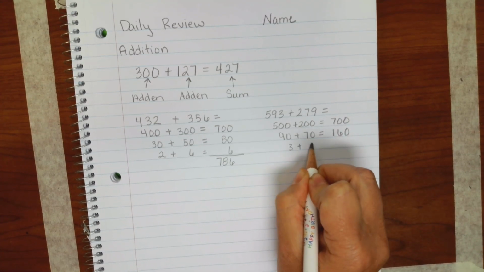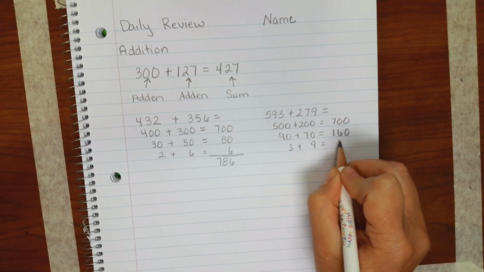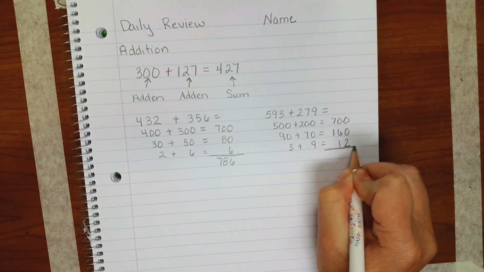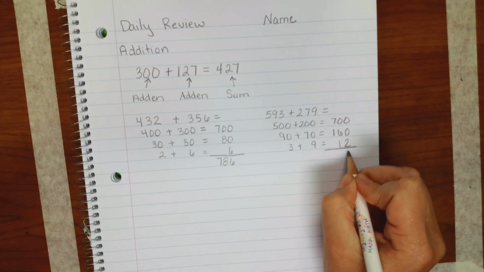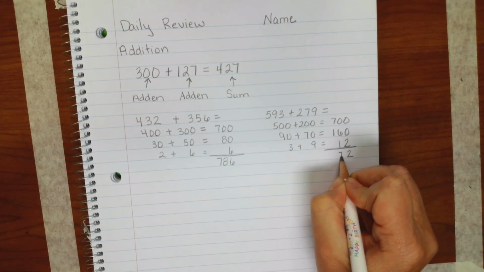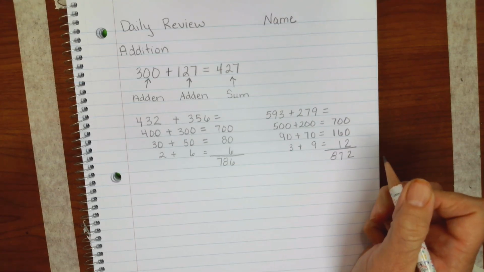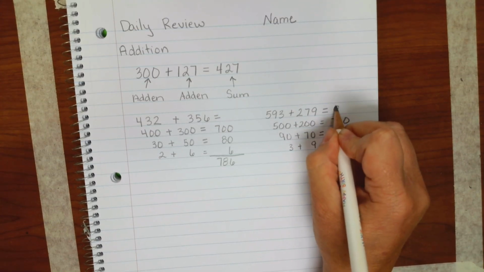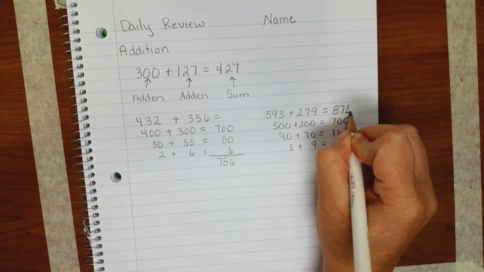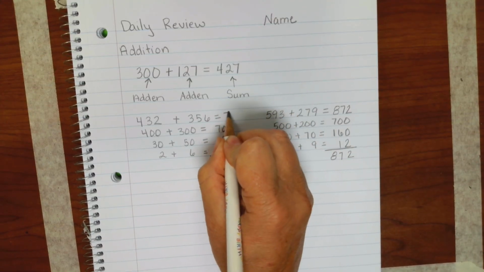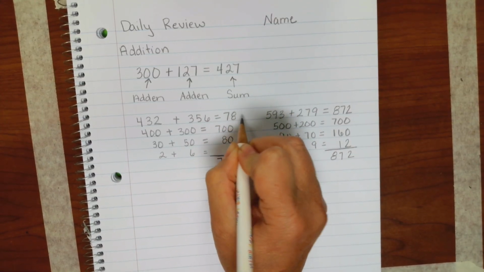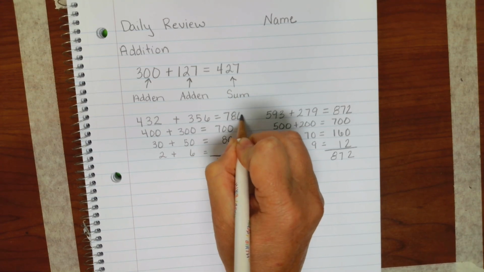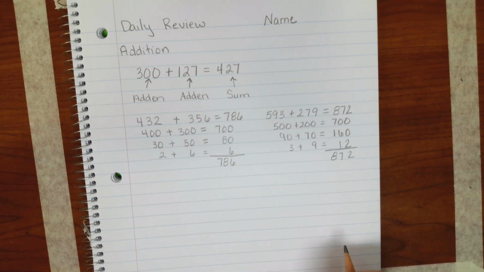3 plus 9 equals 12. So now when I add straight down, I get 2, 7, 8. So my answer is 872. I hope that's what you put in. I also didn't put my answer over here, 800 or 786. So there's our partial products.